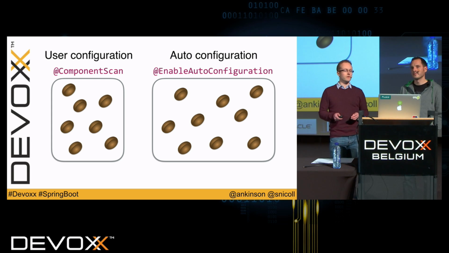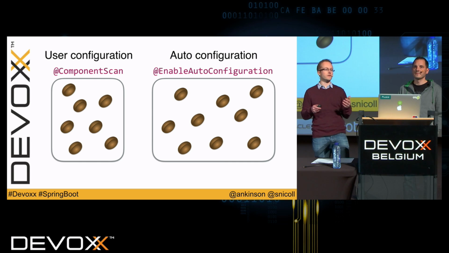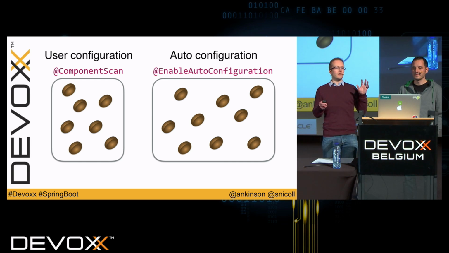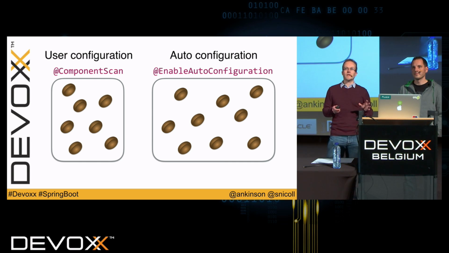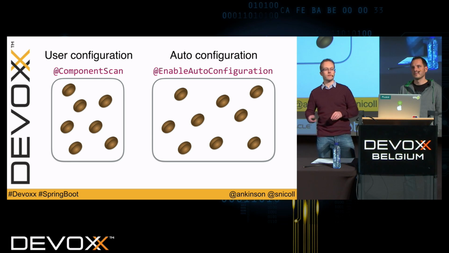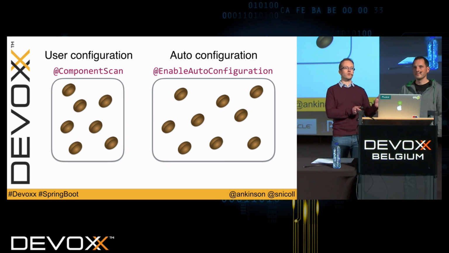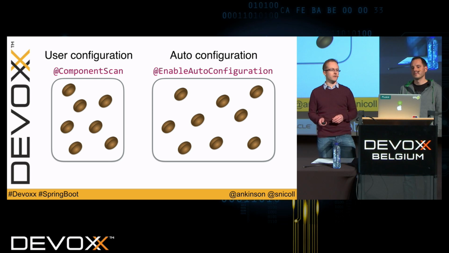So there's 2 separate phases that happen here. And it's important, for reasons that we'll explain later on, that those phases are distinct. Your user configuration gets a chance to contribute beans to the application. All of those are put in place, and then auto configuration runs, and it can add beans to the application context. But that happens after all of your user configuration has had a go.